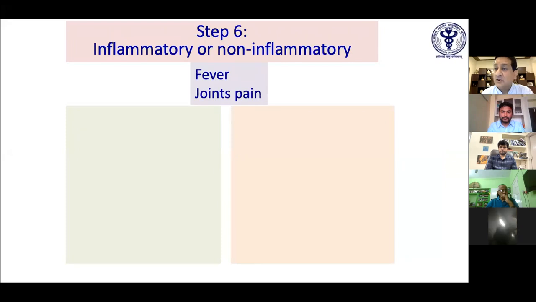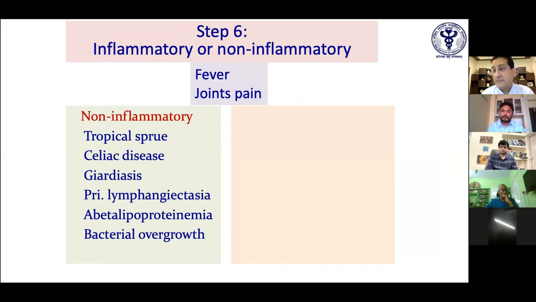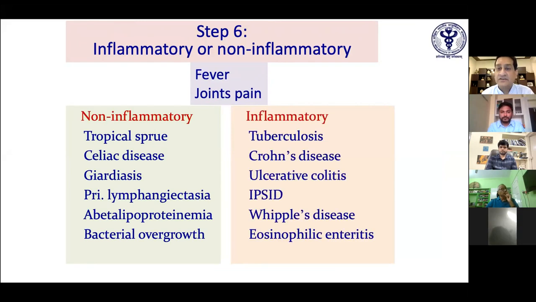Again, you would like to know the causes of small and large intestine diseases, which are many, inflammatory and non-inflammatory, and look at inflammatory features in terms of fever and joint pain. Inflammatory disorders like tuberculosis, Crohn's disease, and ulcerative colitis can have these features, but other mucosal disorders may not have these features.